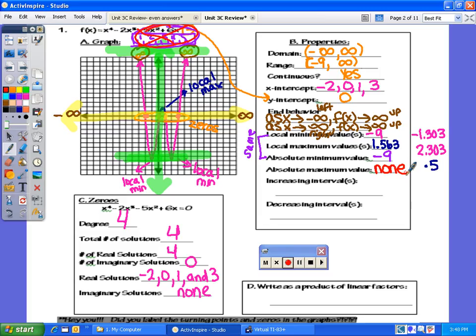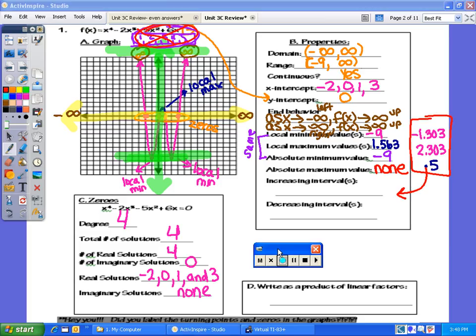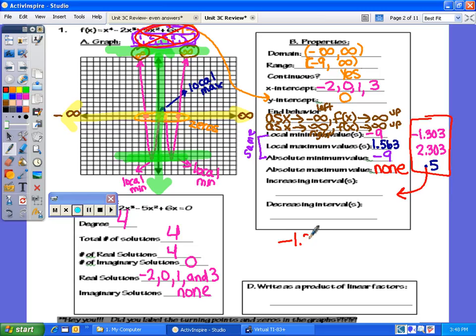Alright, so now here are where these special numbers come in. They are used for my intervals. So remember, you're going to write your intervals in order from smallest to biggest. My smallest number is -1.303. My next smallest is 0.5, and my largest number is 2.303. I'm going to surround those with negative infinity and infinity.